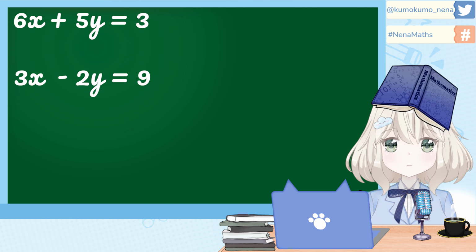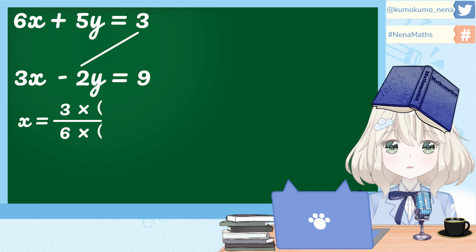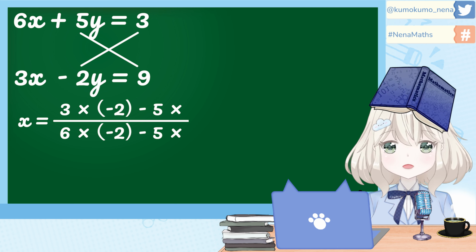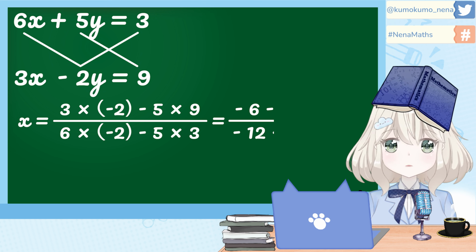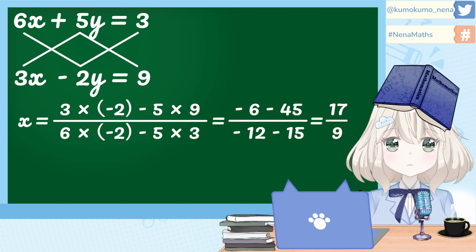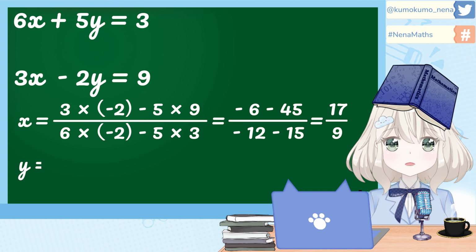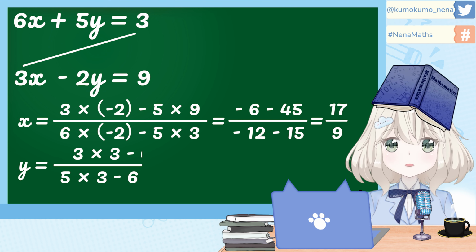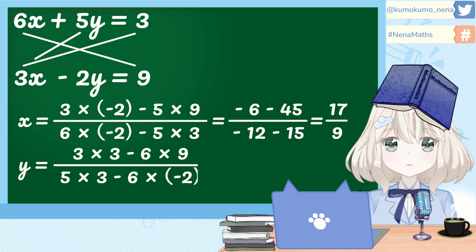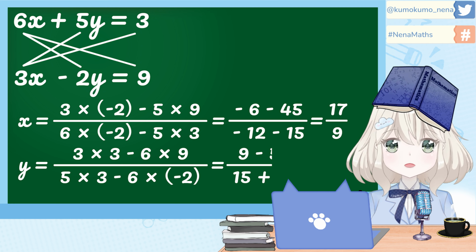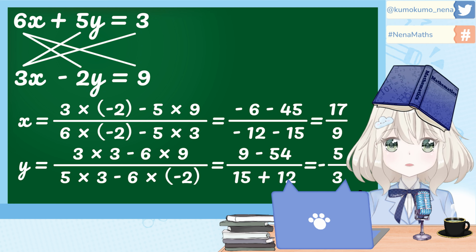Do you know you can solve simultaneous equations by doing this? X is 3 times minus 2 minus 5 times 9 over 6 times minus 2 minus 5 times 3, which is 17 over 9. Y is 3 times 3 minus 6 times 9 over 5 times 3 minus 6 times minus 2, which is minus 5 over 3.